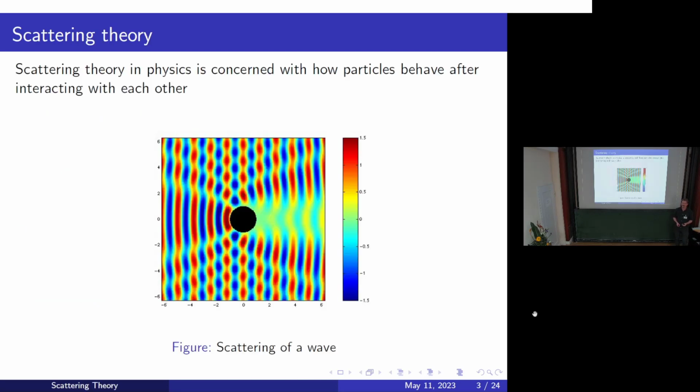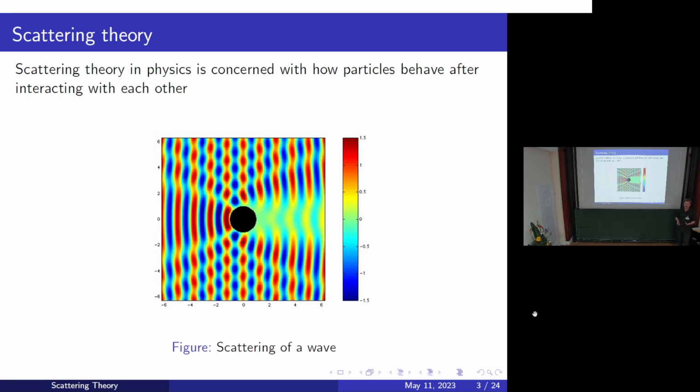The picture to have in your mind for scattering is a particle comes in from one direction, interacts with some obstacle or a potential, and then it scatters off as a different wave. Just keep in mind that after the interaction, there will be a different wave to what you started with. The scattering theory of physics is just concerned with how particles behave before and after interacting with each other.